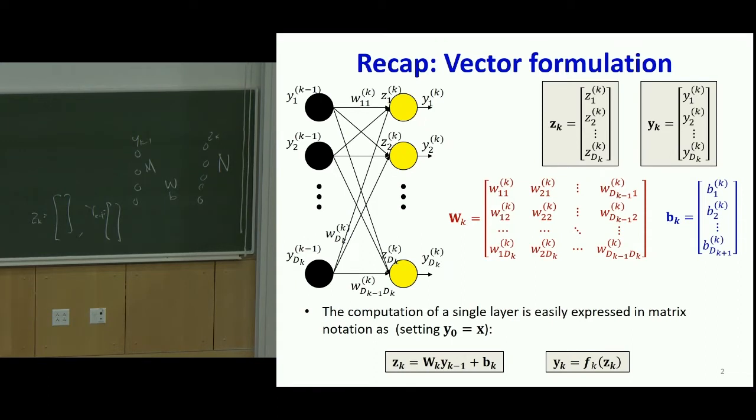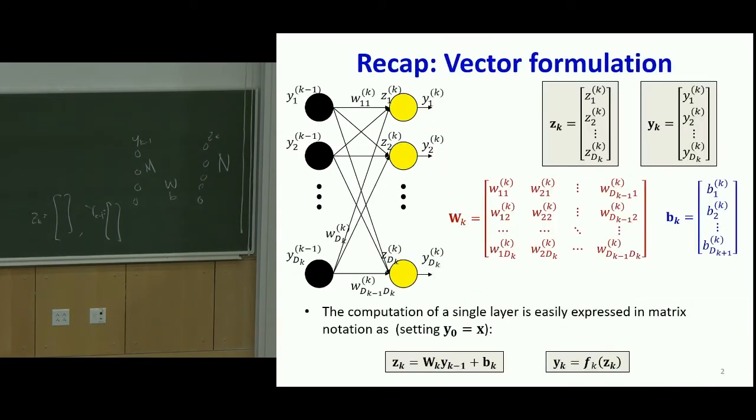N by m. Why is it n by m? One row per output, right? And every row corresponds to all the weights going into one new neuron. What is the size of the bias vector? N. It's going to be n cross 1 if you're using column vectors. And so that gives us zk equals wk times yk minus 1 plus bk. Everybody clear with this?